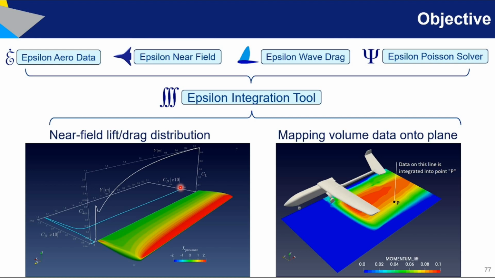Another feature that's only available for 3D CFD data is what we call 3D mapping onto a plane. Basically, you start from a 3D volumetric distribution of a given parameter. For example, in this case, it's the lift momentum point by point. And what it does is put a survey line that crosses the entire CFD domain. You integrate data all along this line, and the resulting integrated value is mapped into a point of a given plane.